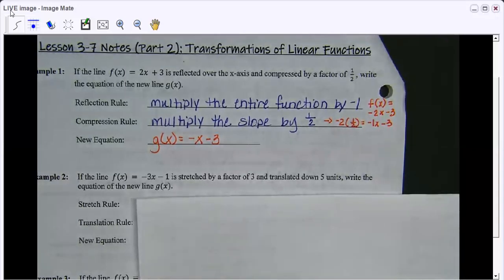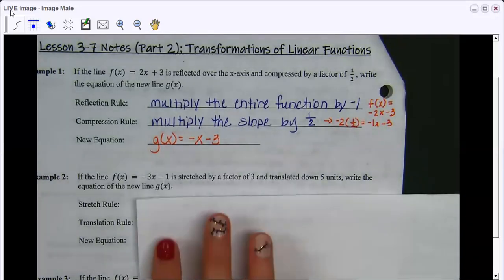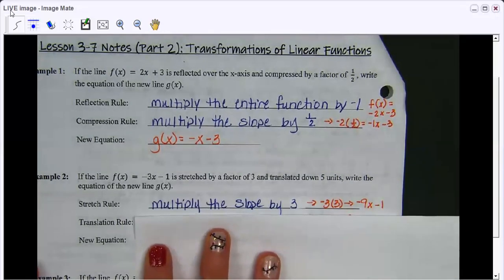Okay, let's go to the next one. If the line f of x equals -3x minus 1 is stretched by a factor of 3 and translated down 5 units, write the equation of the new line. So what is our stretch rule? Somebody different, that has not answered yet. Mason. Yes, you multiply the slope by 3.